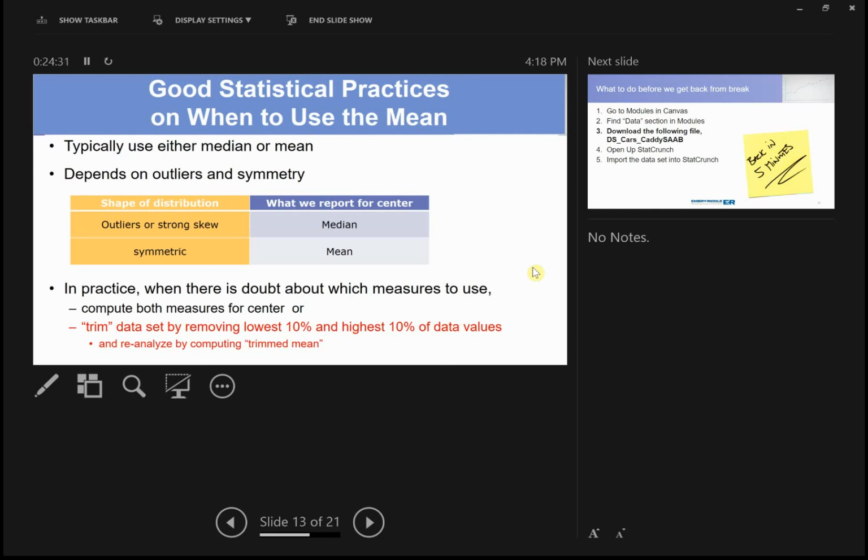For example, when I look at your student evaluations, I trim the data set. Why? Because think about real life. What's going to happen? There's a certain percentage of people that really like you, and there's a certain percentage of people that really dislike you. So it's a little bit of bias, right? So I trim the data set.